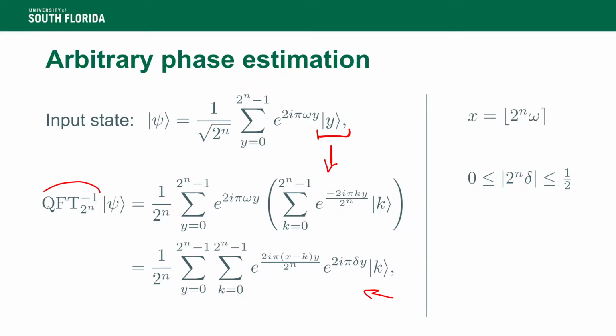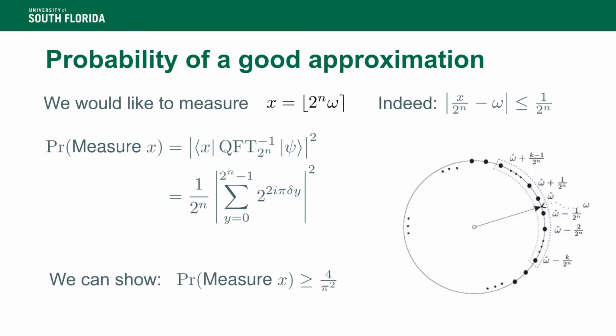And if we reorder the sum, this is what we get here. We define here the x, so this is the x that we want to measure, okay? x is the rounding of 2^n times omega, because then x over 2^n is going to be close to omega, okay? So that is the x that we hope to measure, but we are not guaranteed to measure it. As you can see, some other k's have non-zero coefficients here, so you could end up measuring them as well.